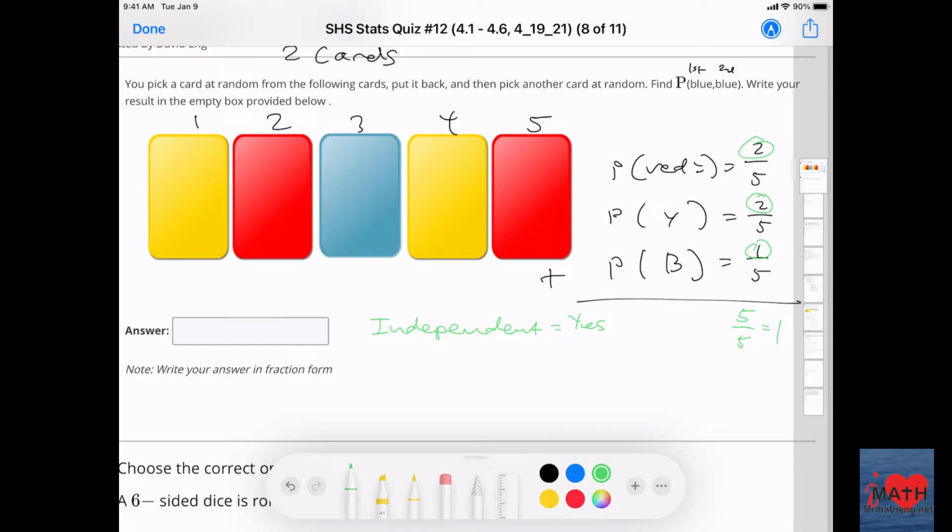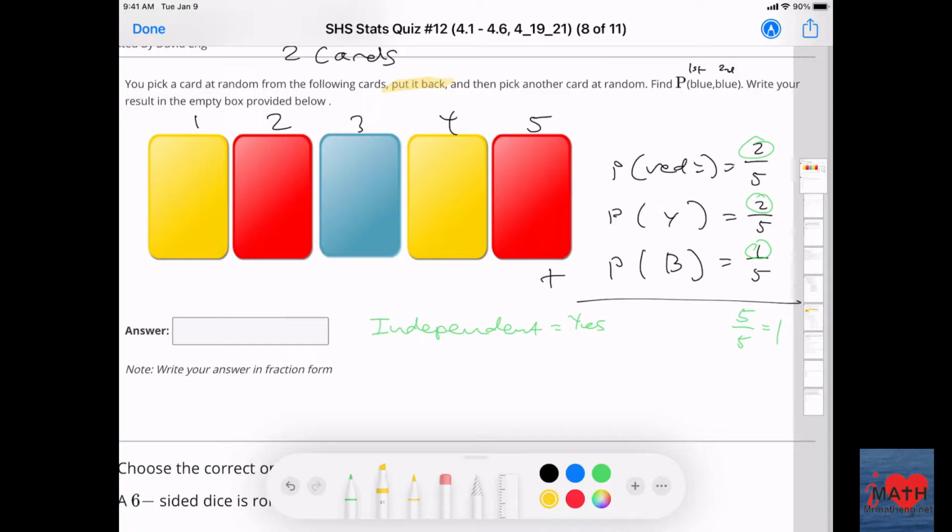You pick a card at random from the following cards, and then you put it back. There's the key word. Put it back. Because if they say don't replace it, or let's just say you eat the card, that means there would only be 4 cards to choose from on the second choice, not 5. And then that would not be independent. The second choice would be dependent on the first one, because you have one less card.